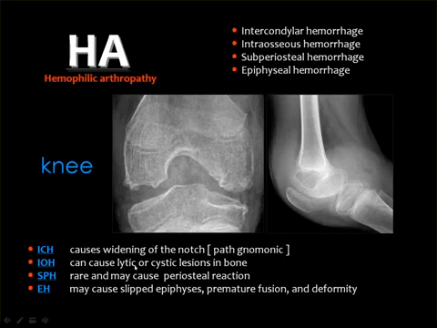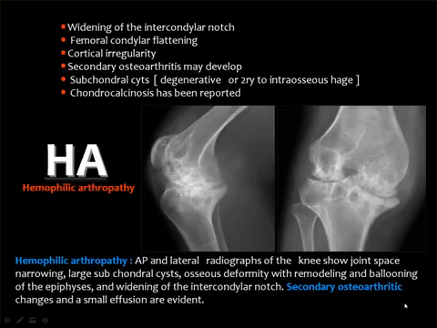Intraosseous hemorrhage will lead to osteolytic lesions. Subperiosteal hemorrhage may cause periosteal reaction. Epiphyseal hemorrhage may cause slippage of the epiphysis, premature fusion, and deformities. And this is an example of an advanced case of hemophilic arthropathy with secondary osteoarthritic changes. Then one may say, how can I diagnose this as hemophilic arthropathy? Why?